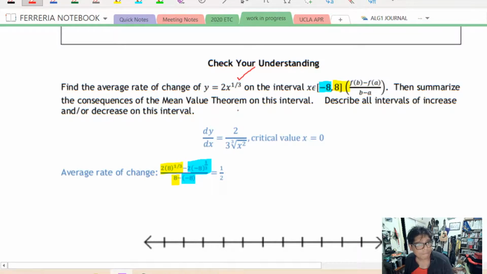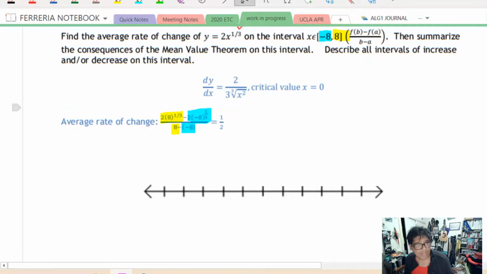Okay. We're going to need the mean value theorem. We're going to need our derivative and our critical value for intervals of increase and decrease, which we haven't got to yet. So let's go ahead and take our critical value, and we're going to plot that on our number line. There it is, right at 0. And that gives us 2 intervals. This interval over here on the left, and this interval over here on the right.